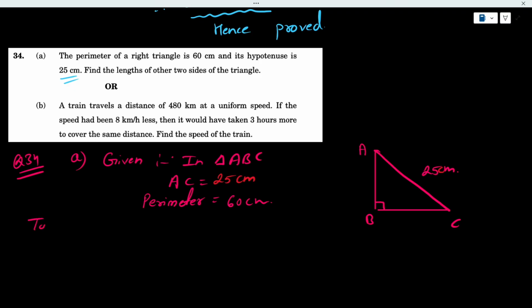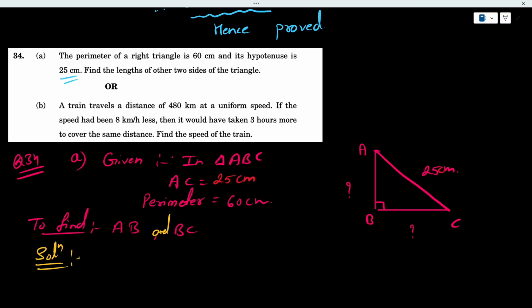So what to find here? To find, it is the length of the other two sides, which is AB. AB is unknown, BC is unknown. So whenever you see a right triangle, you know that you can solve using the Pythagoras theorem. So how do we solve it here?